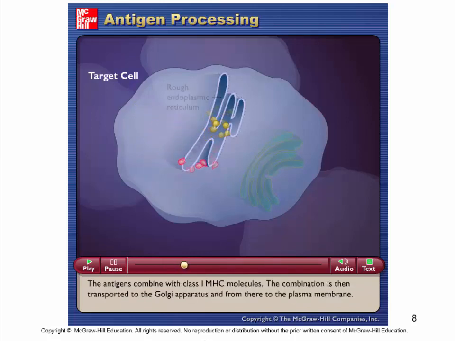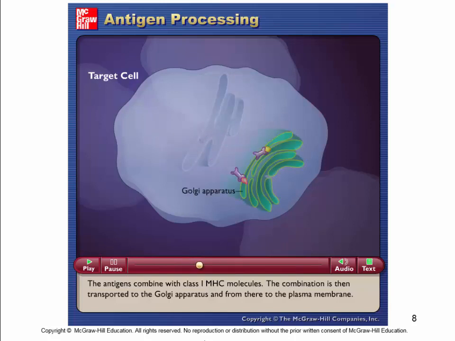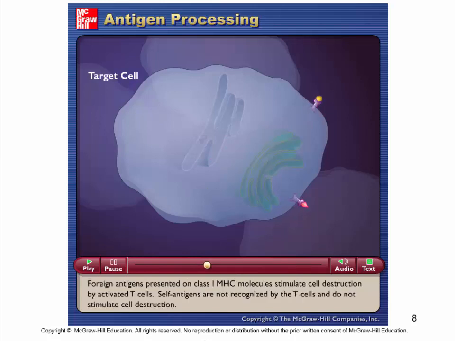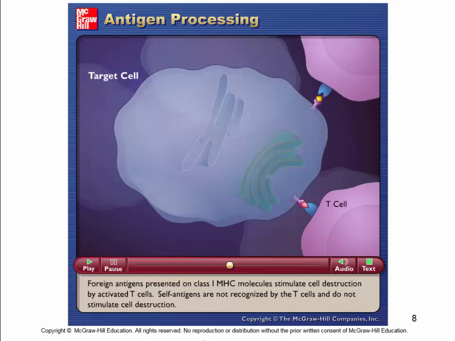The antigens combine with class I MHC molecules. The combination is then transported to the Golgi apparatus and from there to the plasma membrane. Foreign antigens presented on class I MHC molecules stimulate cell destruction by activated T cells. Self-antigens are not recognized by the T cells and do not stimulate cell destruction.